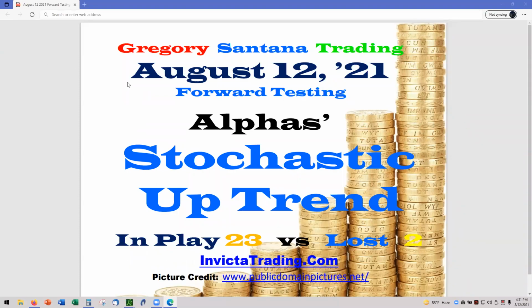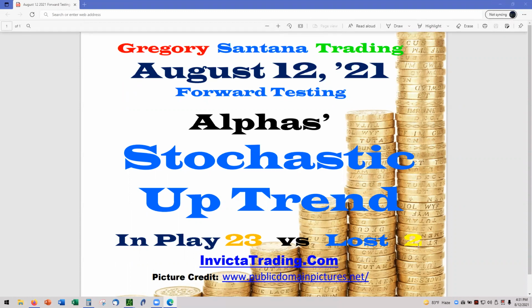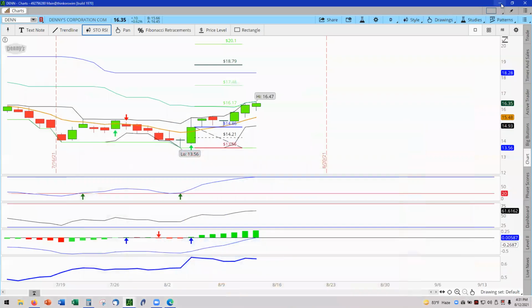Welcome to August 12th, Alpha Stochastic Up Trend forward testing. We have now 23 in play and we had 2 losses already. So let's go look at today's chart.